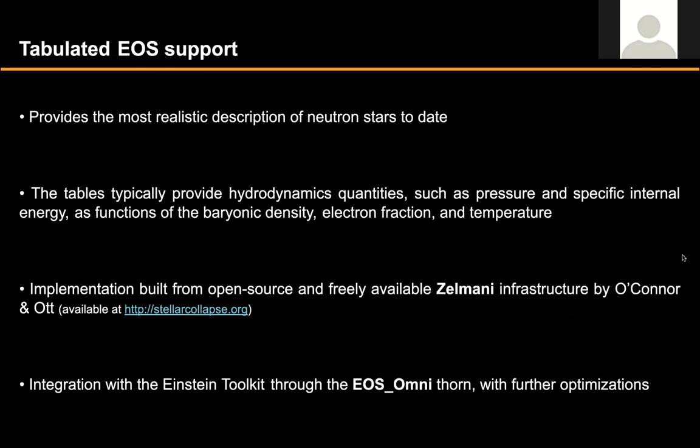The usage of tabulated equations of state is motivated by the fact that they provide the most realistic descriptions of neutron stars that we have available to date. The tables usually provide hydro quantities such as the pressure, the entropy or the specific internal energy in terms of density, electron fraction, and temperature, meaning that the tables are typically 3D. Our implementation is built from the open source and freely available GR1D infrastructure by O'Connor and Ott, which is available at stellarcollapse.org. And we integrate the equation of state support with the Einstein Toolkit through an optimized version of the EOS Omni Thorn that we have developed over the past year.